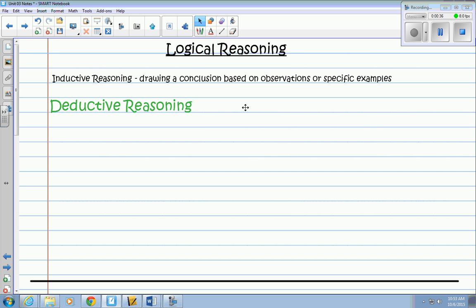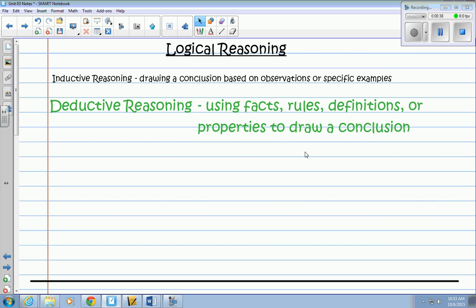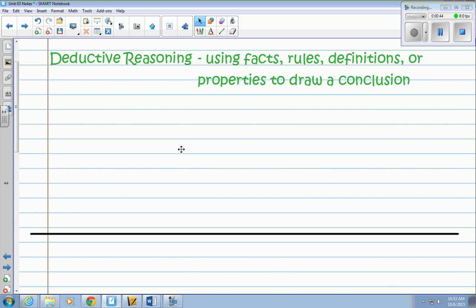What we'll be using is what we call deductive reasoning, where we use facts, rules, definitions, properties of things in order to draw a conclusion. We have three basic types of deductive reasoning.